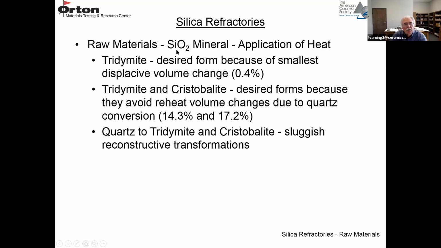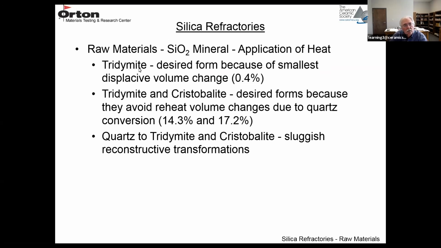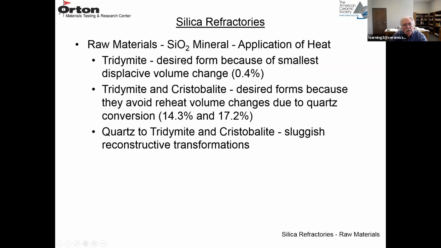So we have our quartz material, SiO2. We apply heat. We would like to end up with tridymite. It's desired because it has the smallest displacive volume transformation. That was the point.